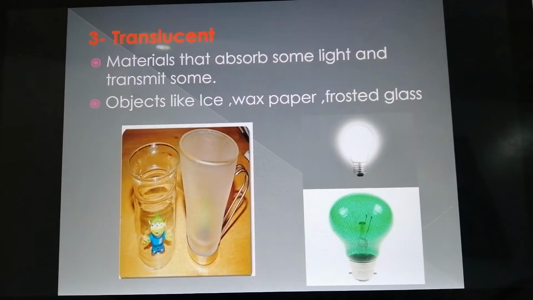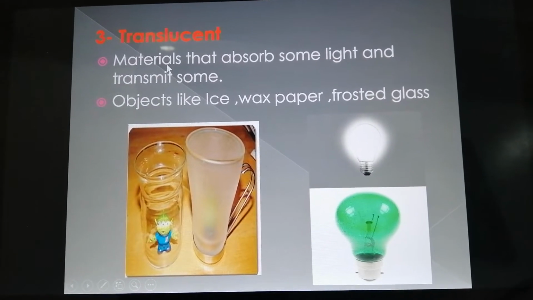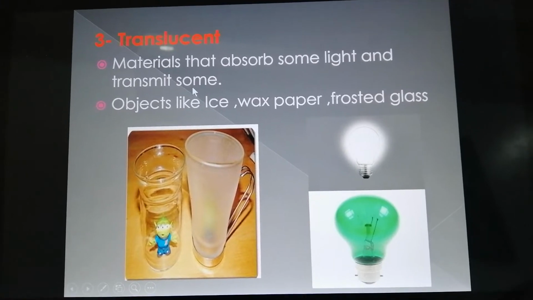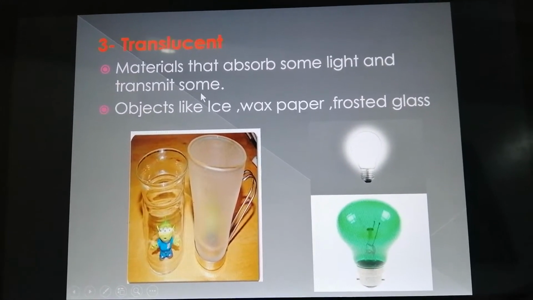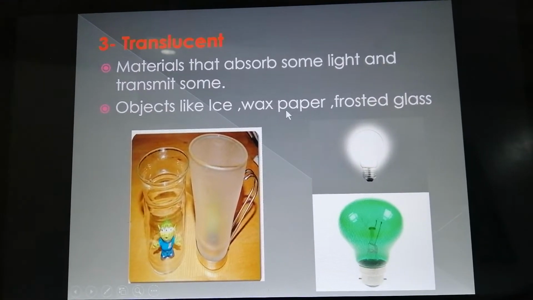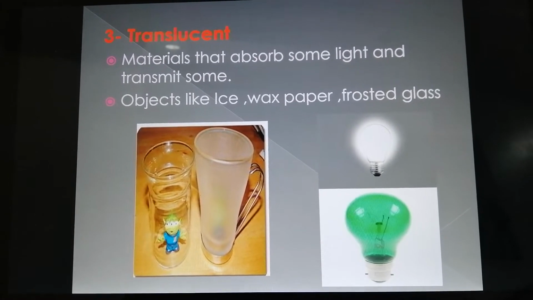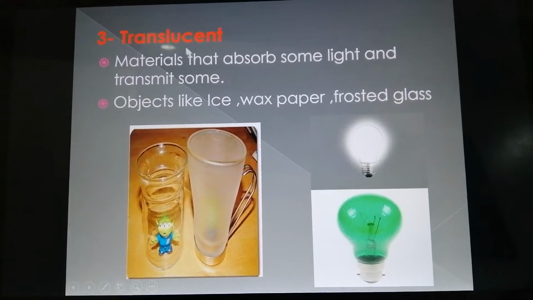What about the translucent? The translucent is the third type. It absorbs some of the light and transmits some. So some is allowed and some is not. Like what? Like ice, like wax paper, like frosted glass. These are the kinds that are translucent.